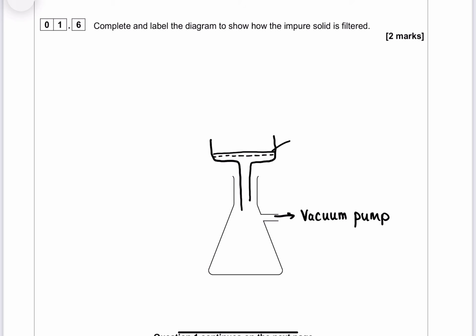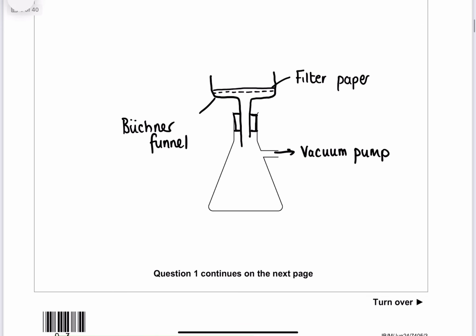So that's our filter paper. And this is our Buchner funnel. Right now, that vacuum pump's not going to work because there's a big hole. So we need to put a bung in here. So not cutting through the funnel, but sealing the top of our flask. So we've got a filter paper, we've got our funnel, we've got a bung in our flask. And we should be able to filter.